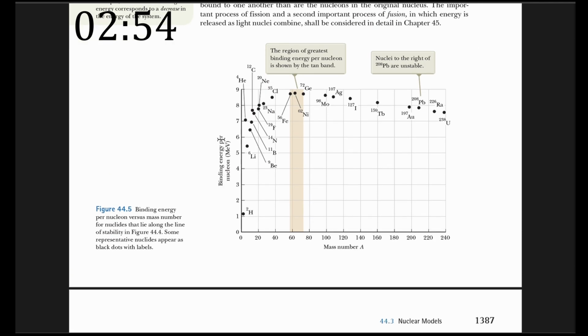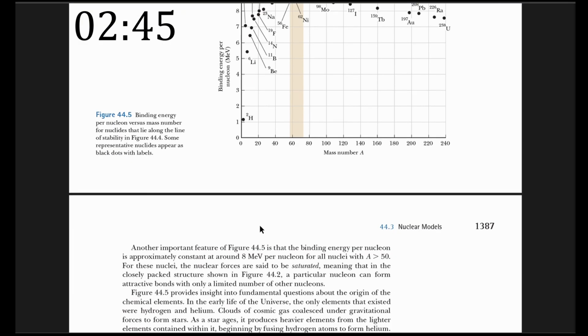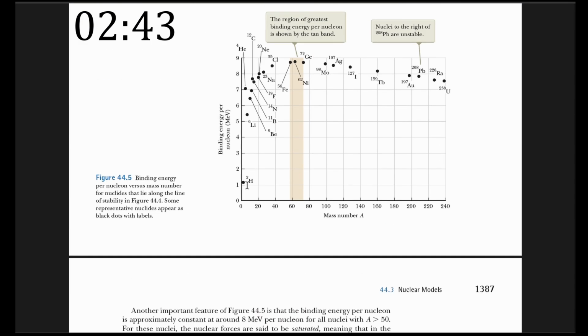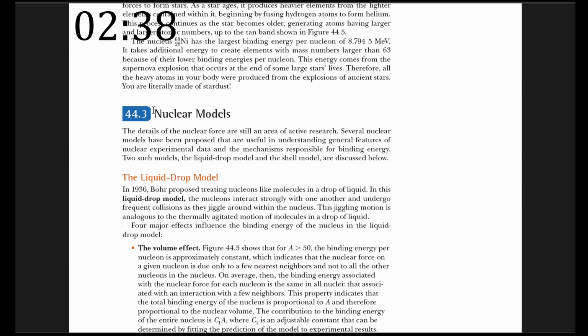We've got binding energy per nucleon versus mass number, with a bunch of different elements: nickel, iron, nitrogen, all of that. Hydrogen is at the bottom, and I guess it goes up as you get heavier. 2 minutes 40 seconds on the timer.